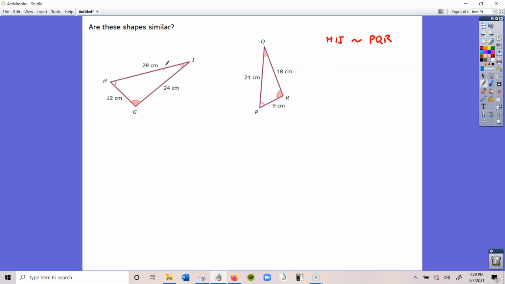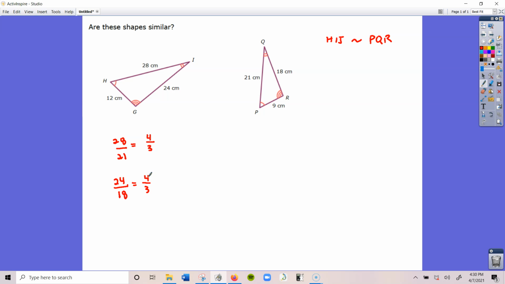So that means that HI, 28, has to be proportional with PQ, which is 21. We can simplify this by 7. 28 divided by 7 is 4, and 21 divided by 7 is 3. Then we do the same thing for the other sides. So this is between the 3 and the 2, so that's 24 over 18. Both of these can be simplified by 6. 24 divided by 6 is 4, and 18 divided by 6 is 3.